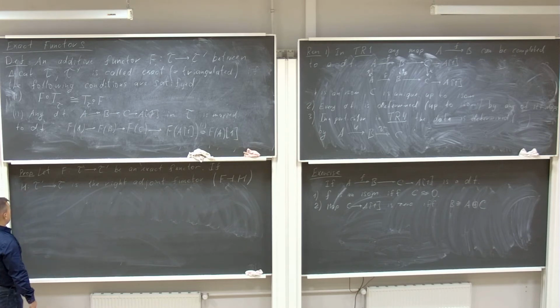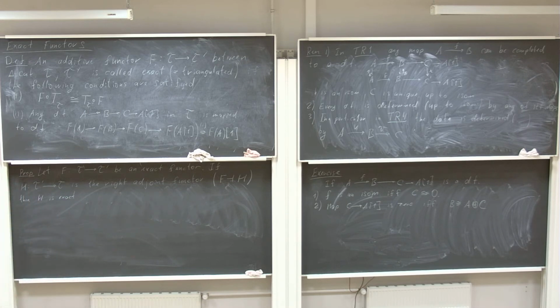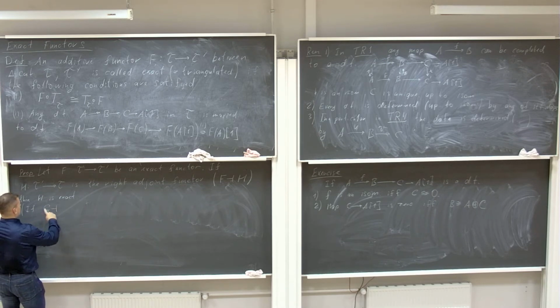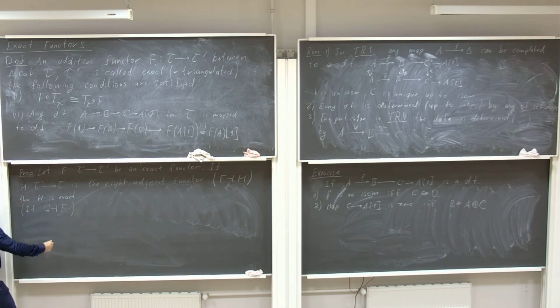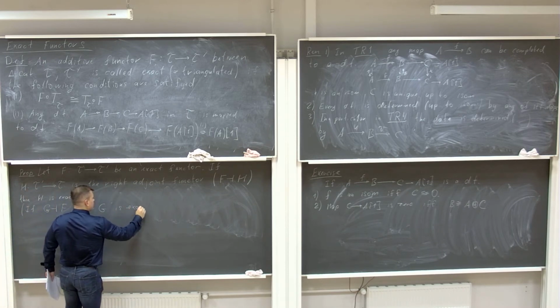Okay, so if H is the right adjoint functor, then H is exact. And also, of course, there is a version not for the right adjoint, but for the left adjoint. So if I have a left adjoint, let me use the short notation, G left adjoint to F, so now F is the right adjoint, then G is exact.